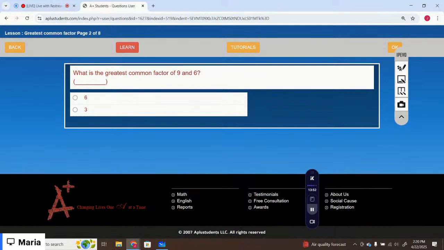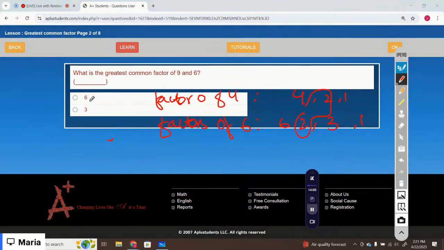What is the greatest common factor of 6 and 9? The easier way, when you are given the options, is to select the number that can divide both the numbers. Like here you have 6. So 6 is divisible by 6, but 9 is not divisible by 6, right? You cannot divide 9 by 6.